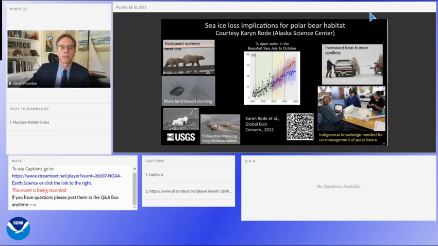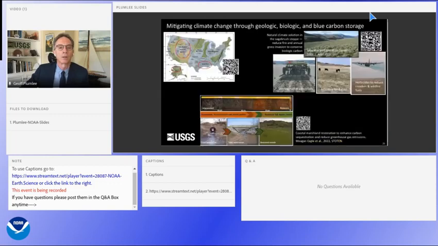Sea ice loss has interesting implications for polar bear habitat. Karen Rode and our Alaska Science Center has been looking at implications of sea ice loss in the Bering Sea. That's leading to things like increased summer land use, more land-based denning, exhaustion following long distance swims between ice flows, increased bear human conflicts. And this is a perfect example of where Karen and colleagues worked in partnership with the native corporations to look at how they can bring indigenous knowledge on all of these different aspects of polar bear activities to provide information that could inform the study.